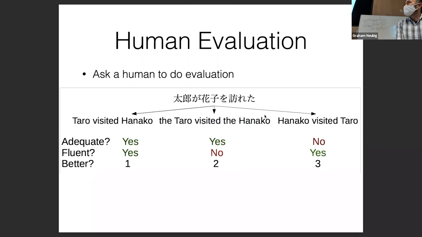So there are concepts such as adequacy, fluency, and pairwise evaluation. Adequacy is basically whether the semantic content can be read well from the output. Fluency is whether the output would be correct, like syntactically or with respect to being fluent speech in the target language. And then pairwise evaluation is basically saying, which one do you like better?